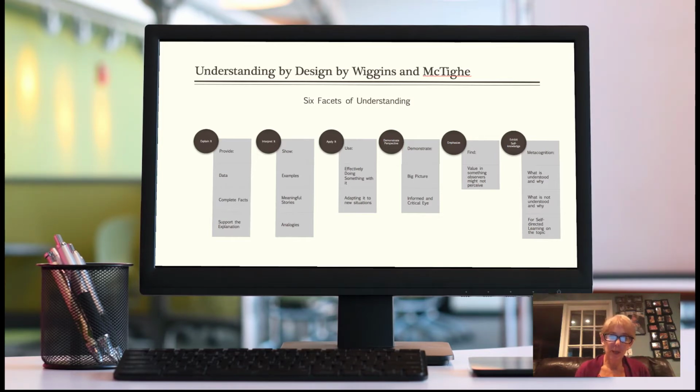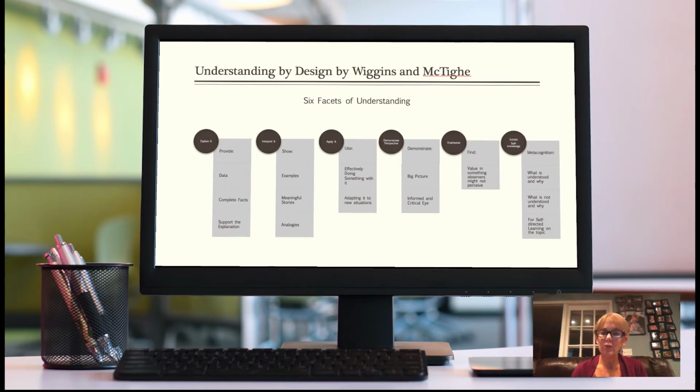So when they explain it, they need to be able to provide data and complete facts related to their understanding of the new topic. You want them to be able to give you positive examples and tell meaningful stories using this new knowledge, and also to be able to provide an analogy when it's hard to explain. And then to apply it.